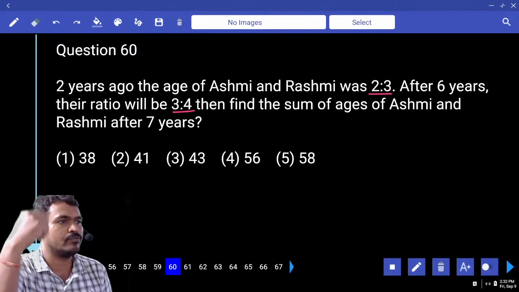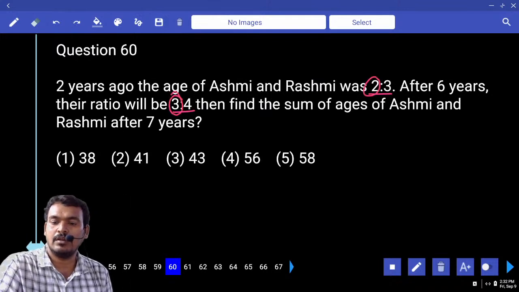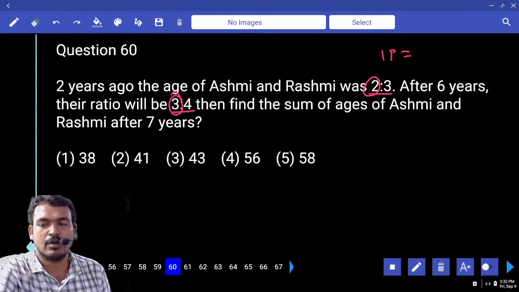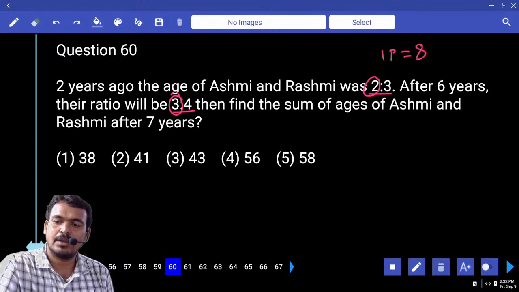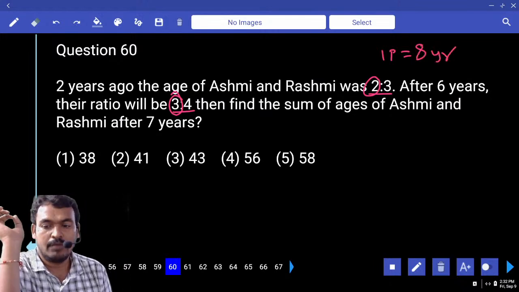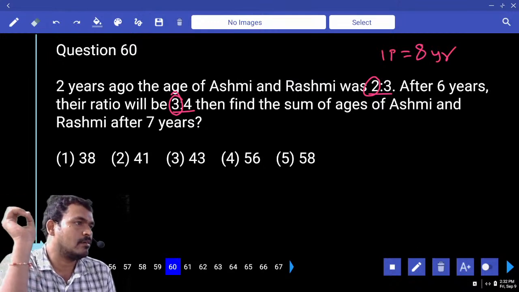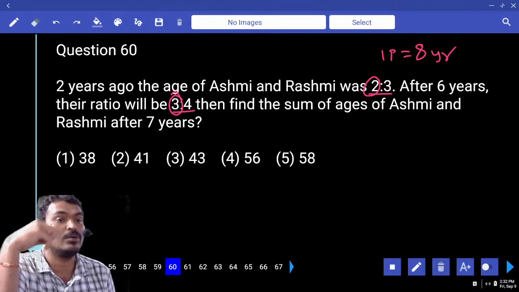From the past to future, each one, how many parts are increased? One part or not? One part is increased. But from the past to future, each one, how many years are increased? 8 years or not? Then every one part we write 8 years or not? We required the sum of the 2 persons after how many years? 7 years or not? First of all, we need to find the sum of the 2 persons 2 years back.